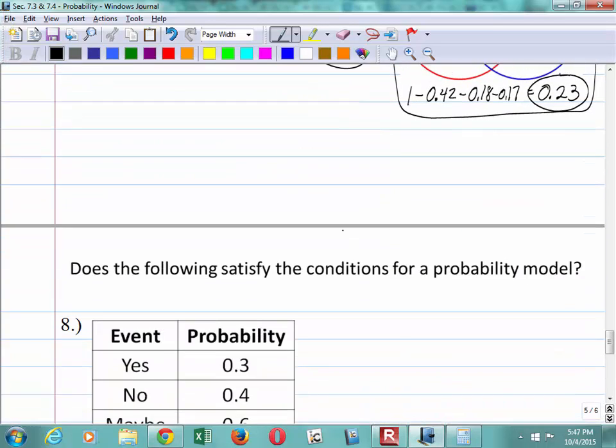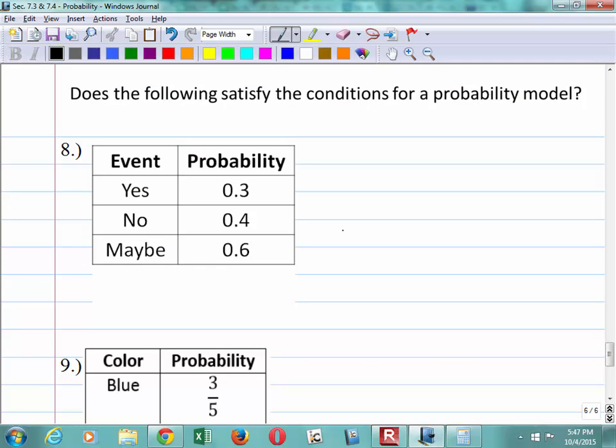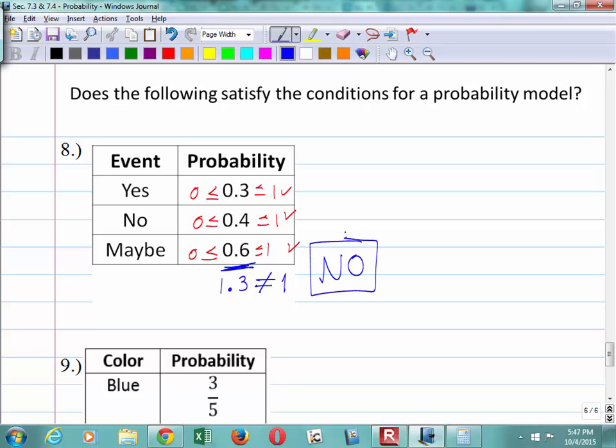Alright. Does the following satisfy the conditions of a probability model? Well, we know each probability has to be a number between 0 and 1. So for number 8, that is true. However, this is between 0 and 1, this is between 0 and 1, and this is between 0 and 1. So those are good. However, we also have to make sure that the sum of all the probabilities adds up to equal 1, which adds up to equal 1.3. Since that's not equal to 1, no, this is not a possible probability model.